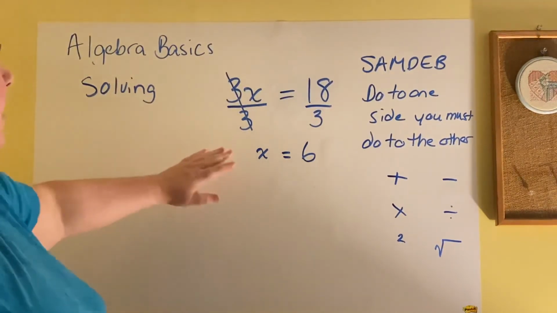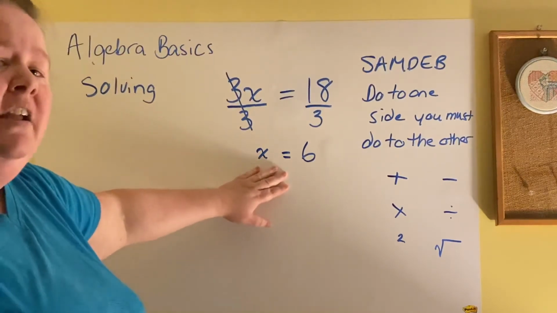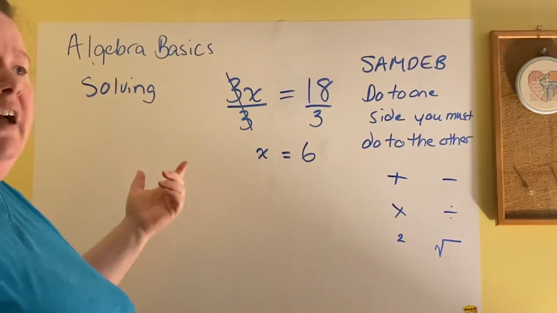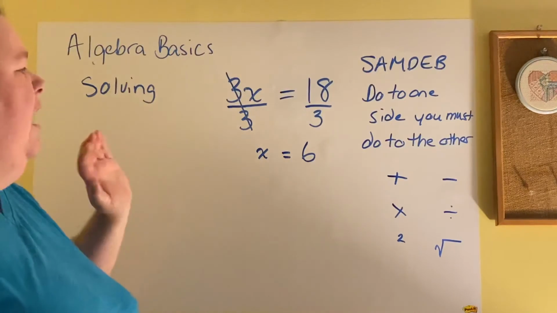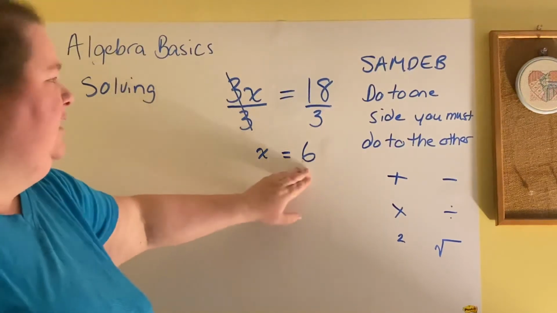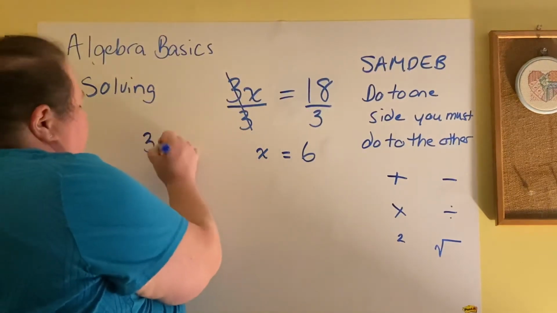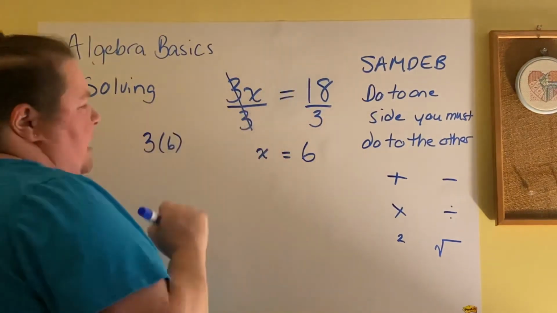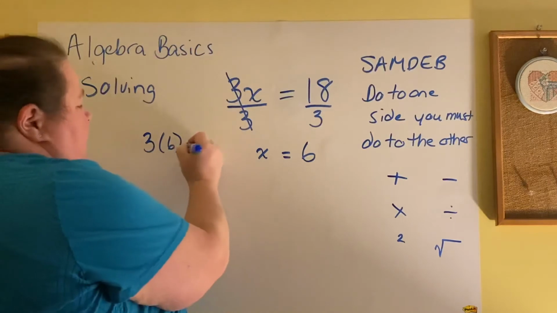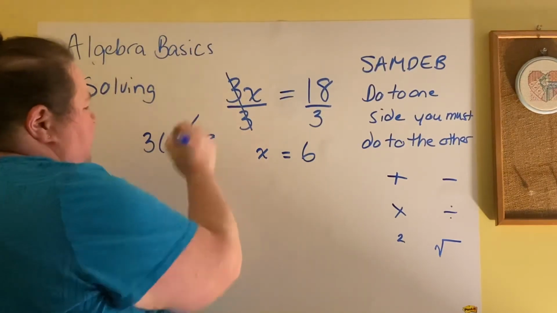Now, you can go back and you can check by doing the evaluating and the substituting, and you can see, did that actually work? So I would test it out by saying, if I multiply 3 by that 6, will it give me the 18? And the answer is yes. So that does equal 18.